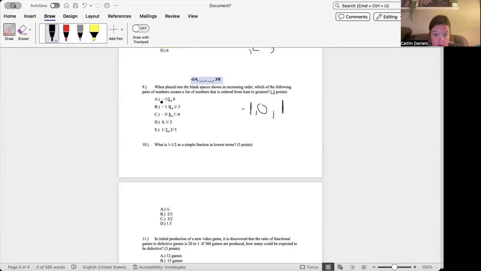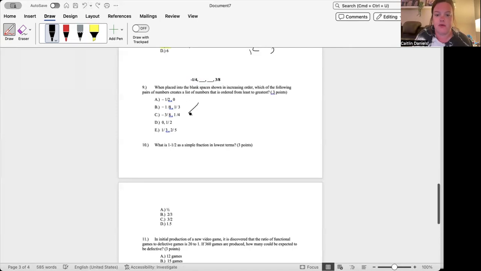So we have -1/2, and 0. So -1/2 is between -1 and 0, so it goes right. Let's make a number line. I feel like that would be the best way to do that. Let me do a little number line right here.